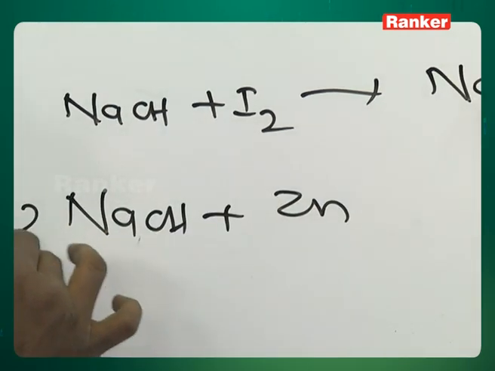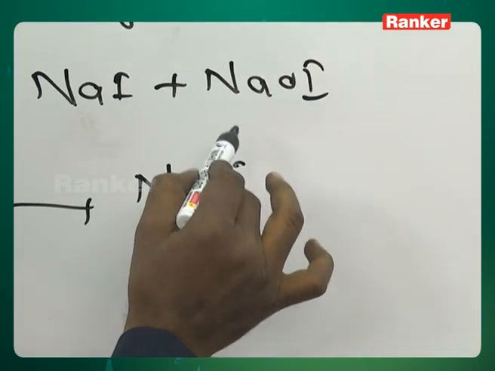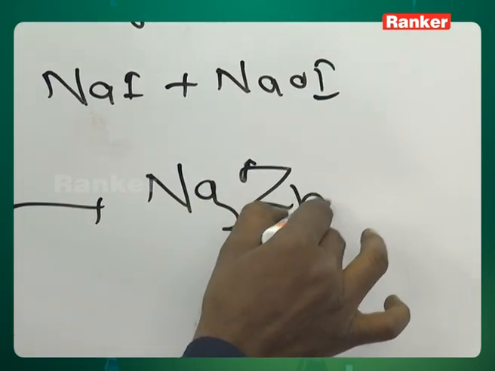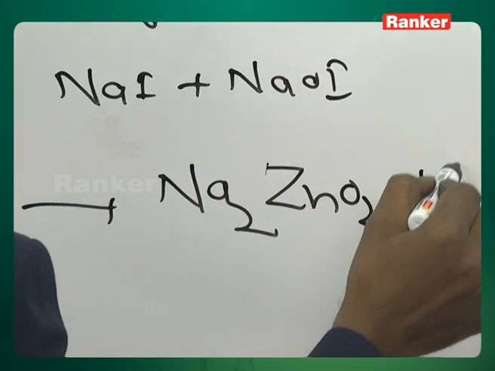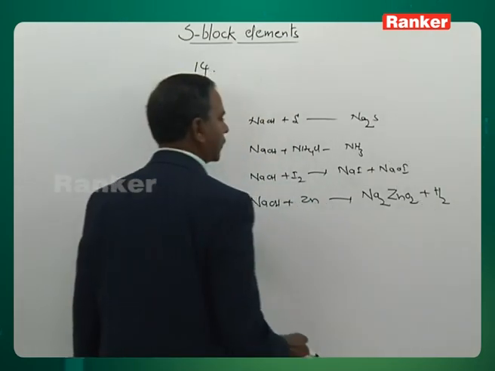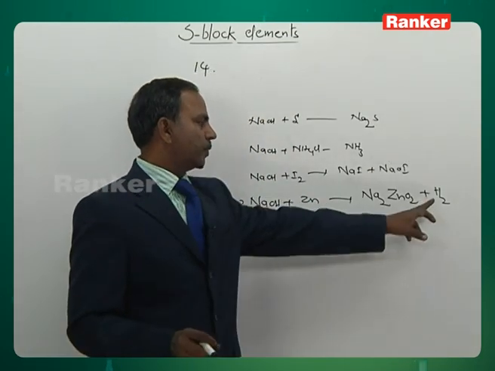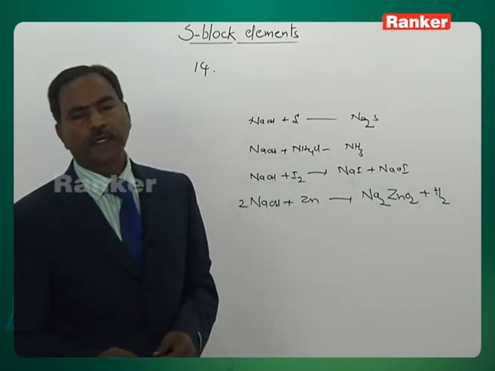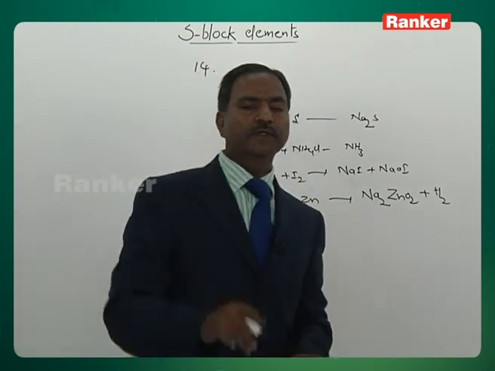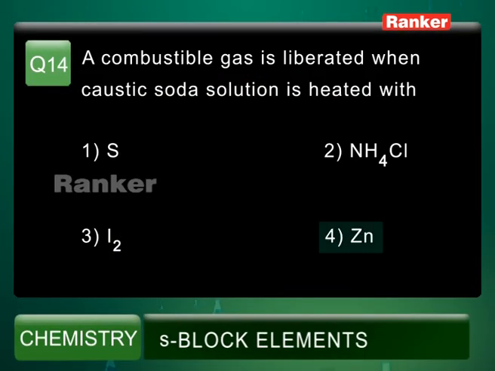Sodium hydroxide plus zinc metal, you take, then you are getting sodium zincate, Na2ZnO2 plus H2 gas. This particular H2 gas is what? Combustible in nature. Therefore, a combustible gas is liberated when caustic soda solution is heated with only zinc metal. So, for question number 14, answer is 4.